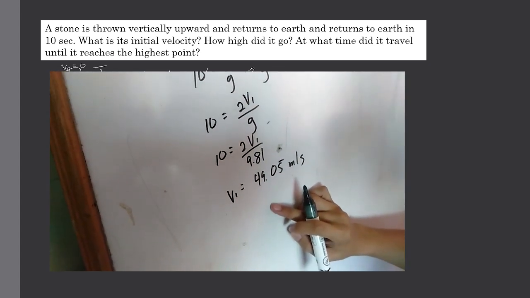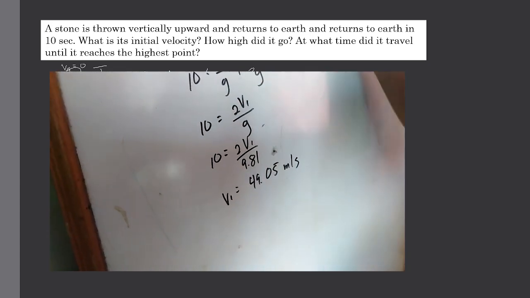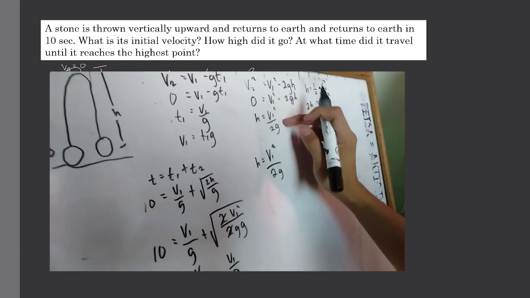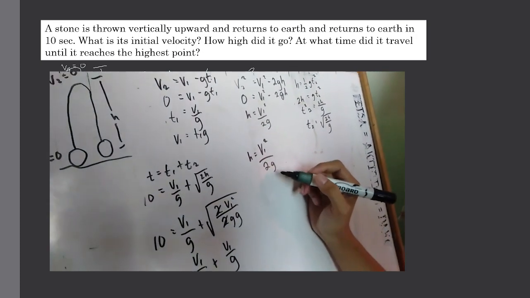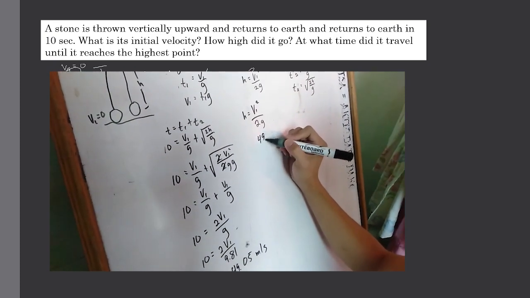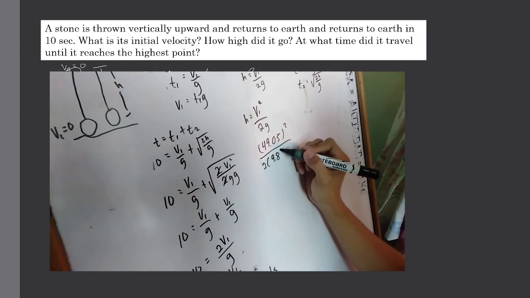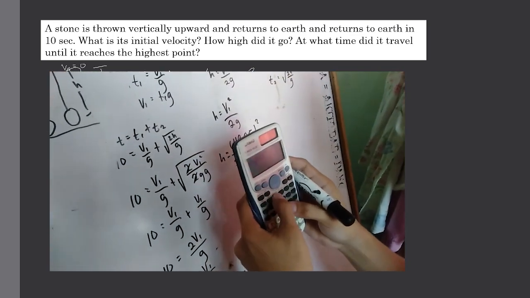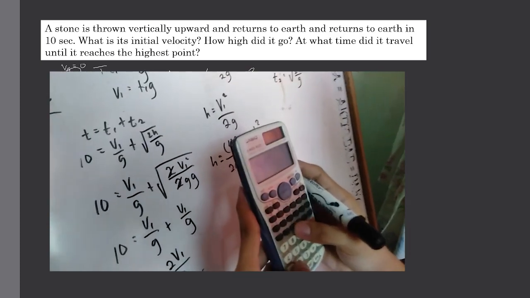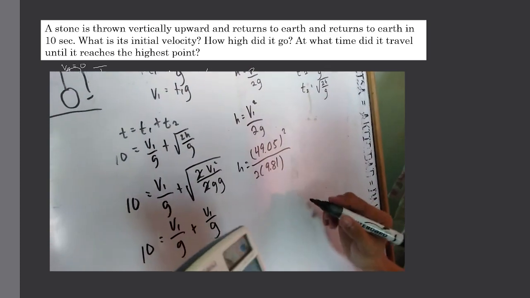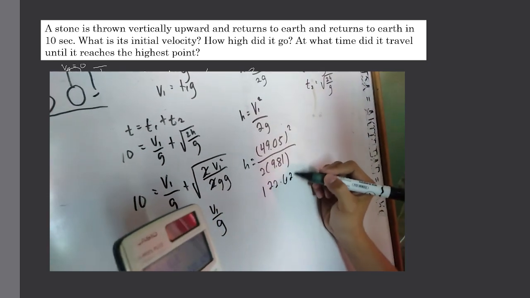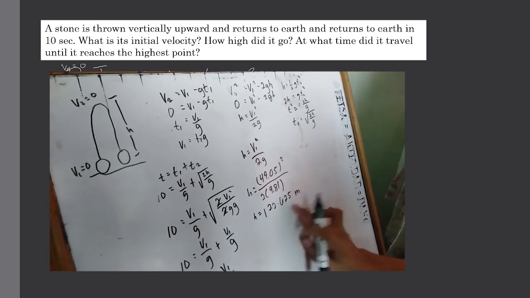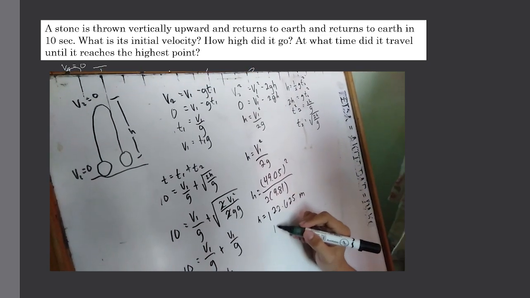Now, for the highest height it travels, let us use this equation. H is equal to V sub 1 squared over 2G. So we now know the initial velocity, which is 49.05. So 49.05 squared over 2 times 9.81. Plugging it in our calculator, we have 49.05 squared divided by 2 times 9.81. We have 122.625 meters height. So the height that the ball reached is 122.625 meters, or rounding it off, 122.63 meters.